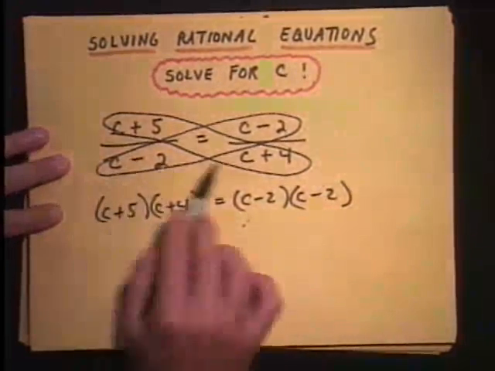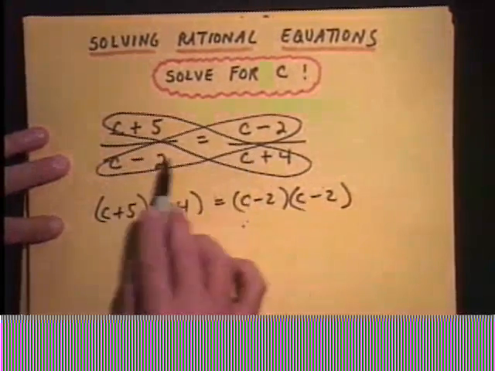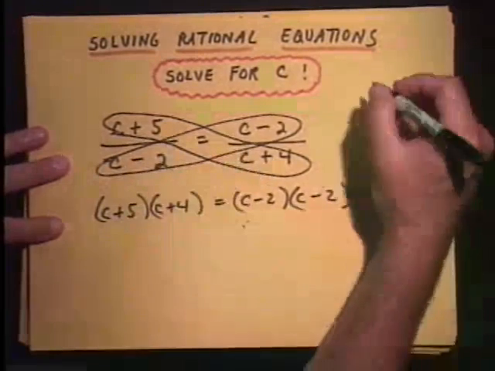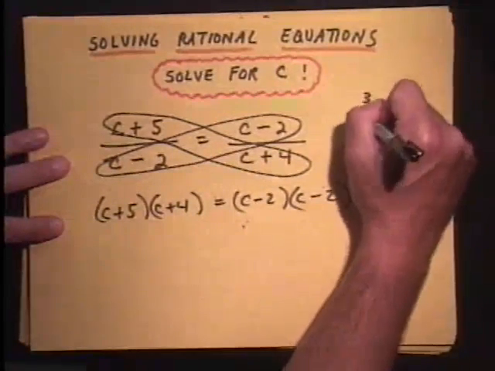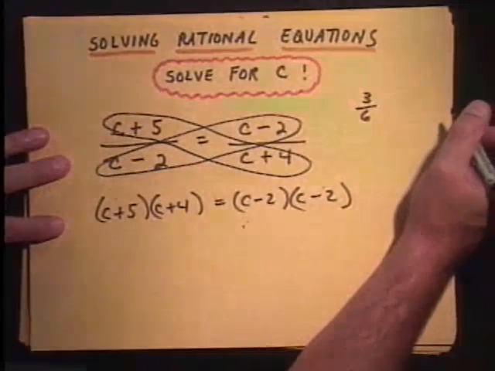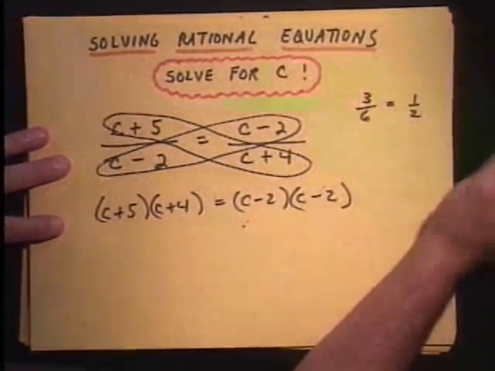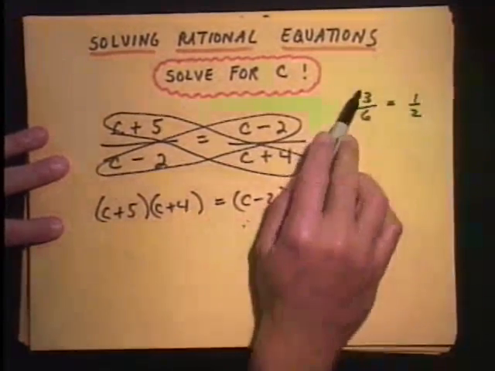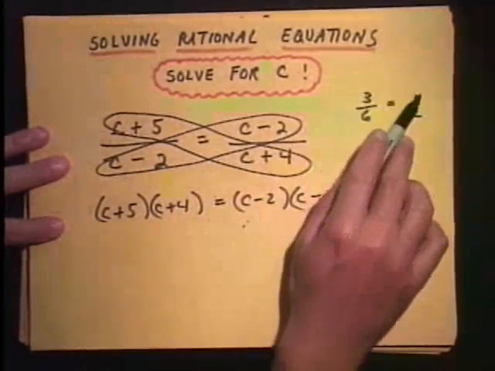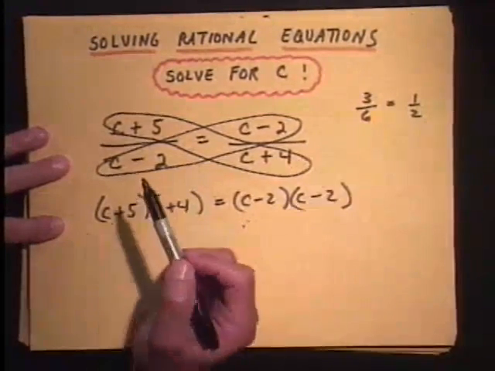All right, so if we want to solve this equation for C, we'll take the cross products. Now remember why that works with numbers. If I gave you the fraction 3/6, you would tell me it reduces to what? Well, you'd tell me it reduces to 1/2, wouldn't you? But notice the cross products, 3 times 2 will equal 6 times 1. All right, so that's why it works.